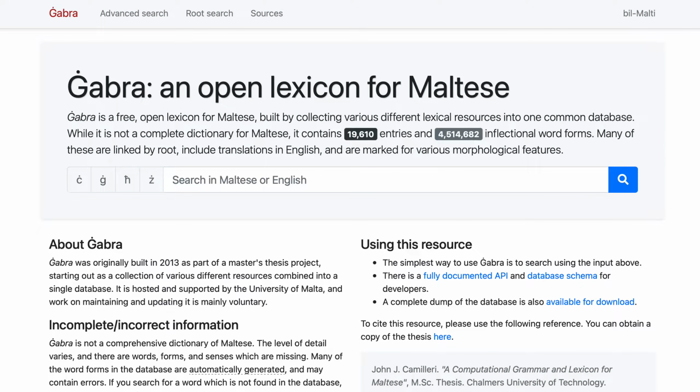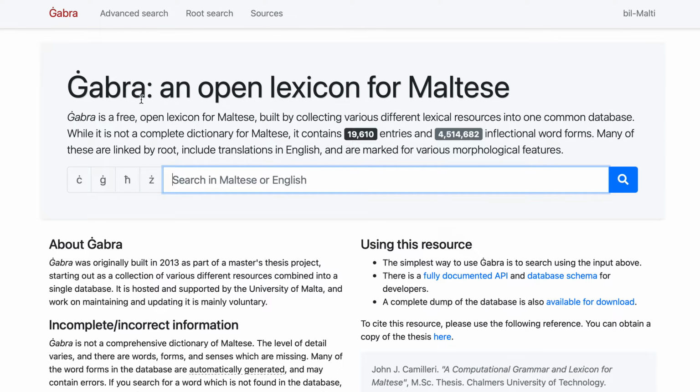Hi there, in this video we're going to take a look at the online dictionary called Ġabra. It's one of my favorite online dictionaries and you can find a link to this dictionary in the description below, so you can start looking for words in Maltese as well as in English with this dictionary. It's both a Maltese and an English dictionary.